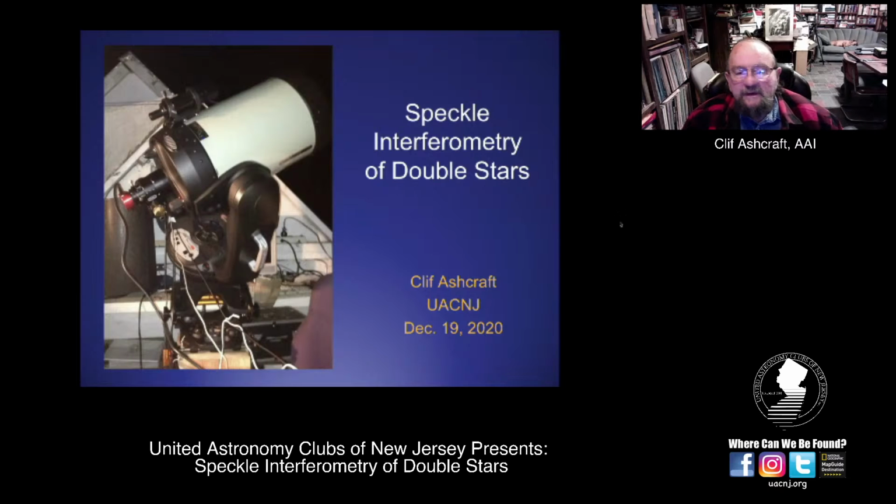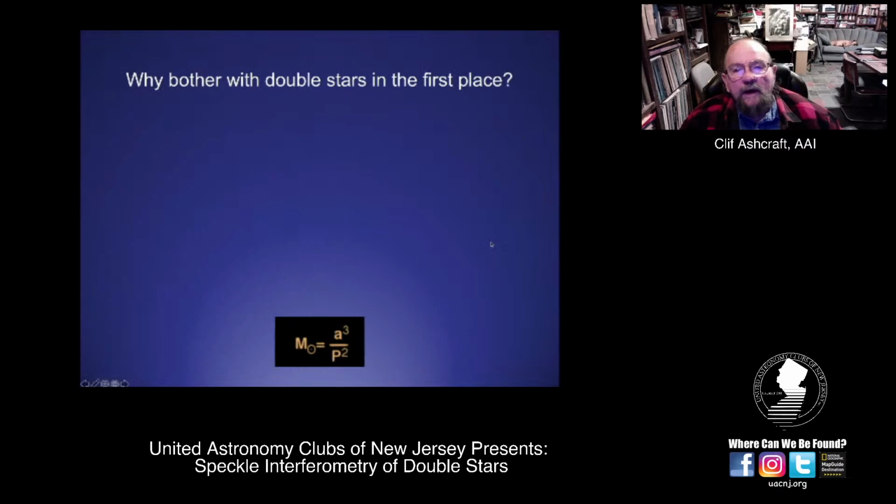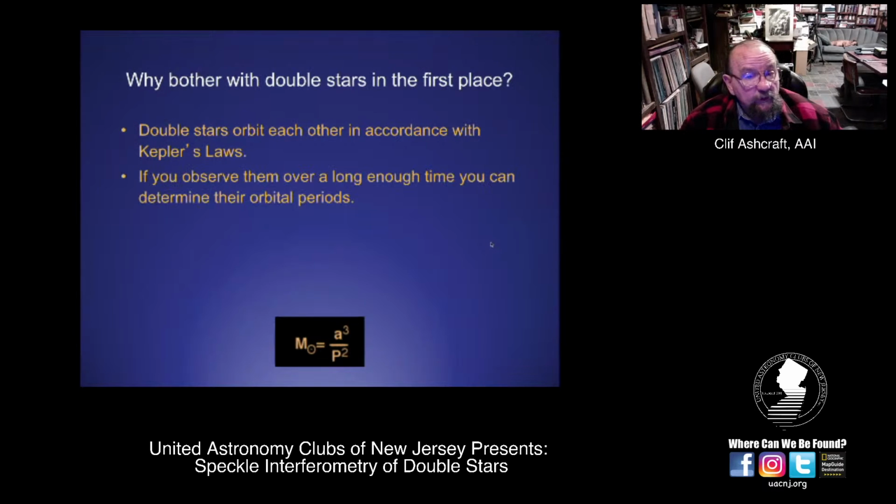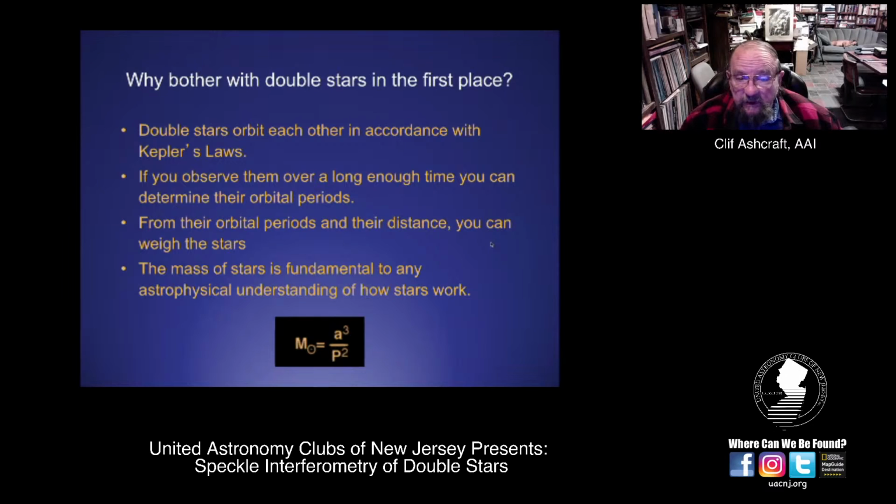Thank you. Speckle interferometry of double stars. Well, why bother with double stars in the first place? Well, double stars orbit each other in accordance with Kepler's laws, and if you observe them over a long enough time, you can determine their orbital periods. From their orbital periods and their distance, you can weigh the stars. The mass of stars is fundamental to any astrophysical understanding of how stars work.